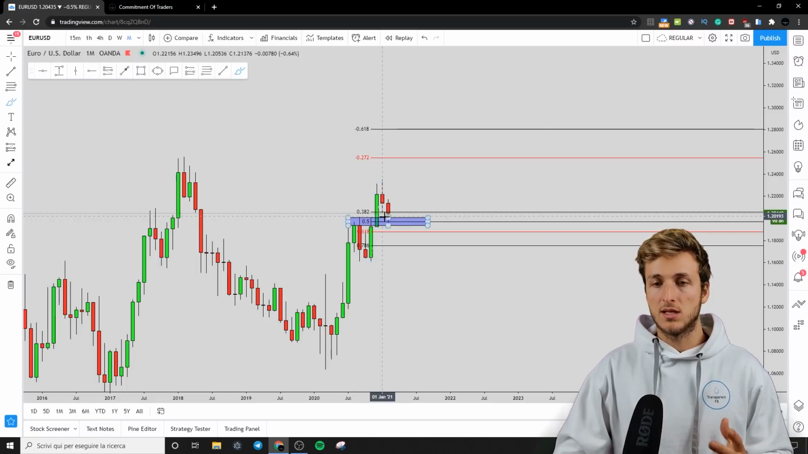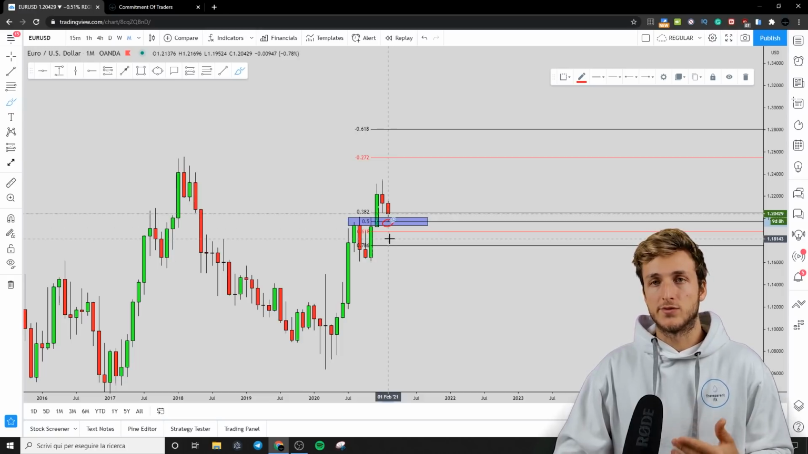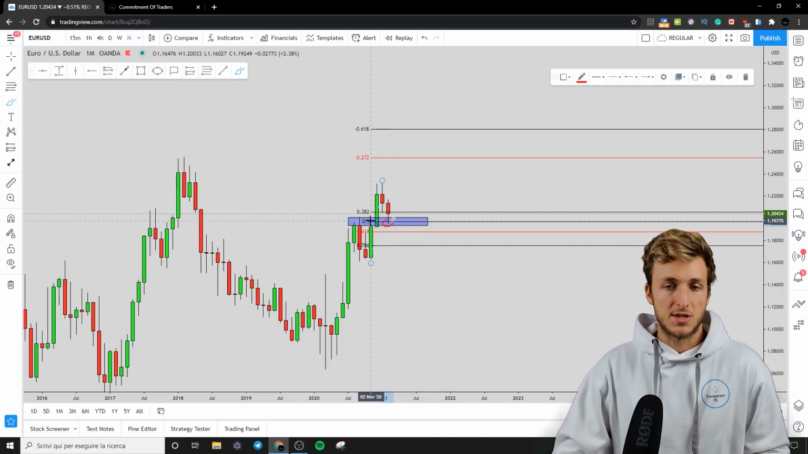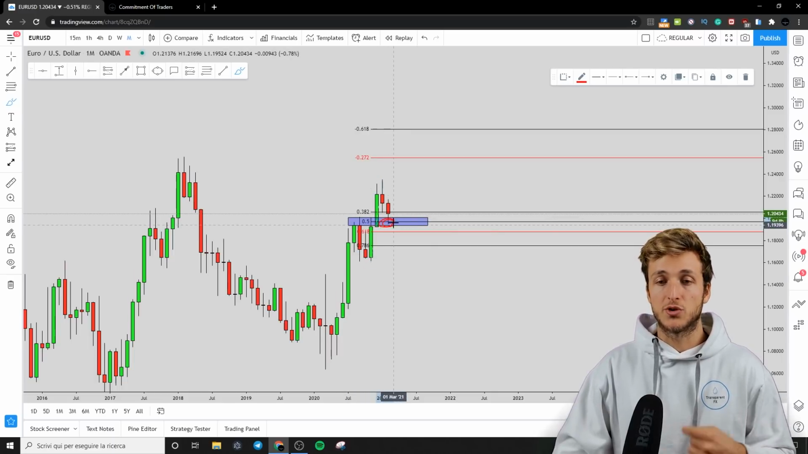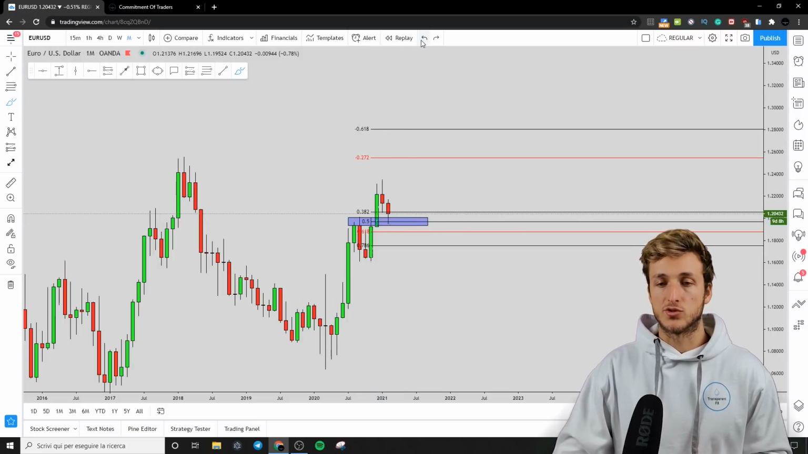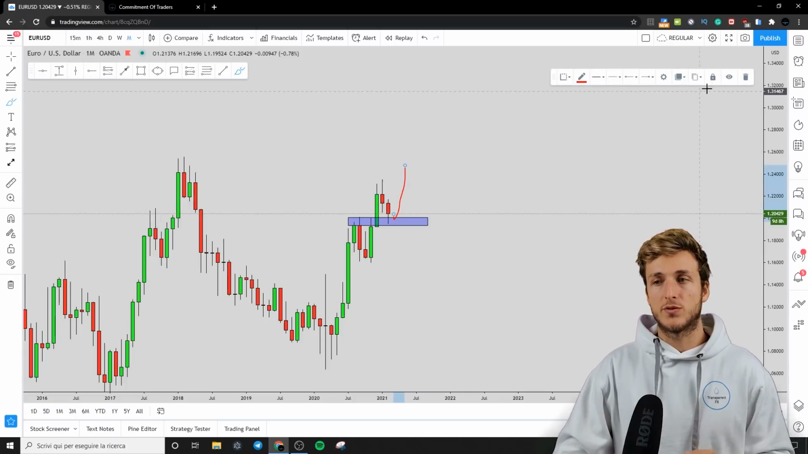So here on the monthly, it's pretty easy to identify that the level that the market has just tested is this confluence of support, coming from the 50% and the previous resistance turned support. So on the monthly, everything is quite clear. We do expect a deeper rejection to the upside and completion of this impulse, correction, impulse pattern to the upside.